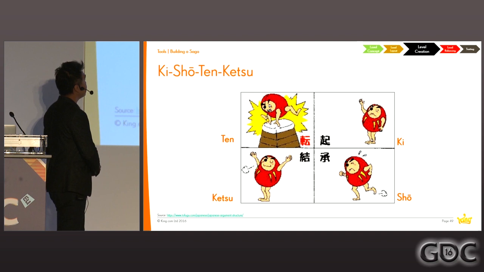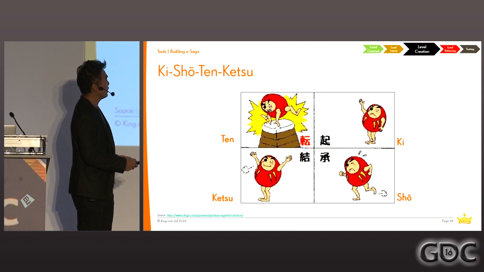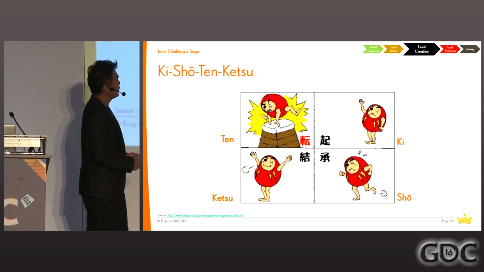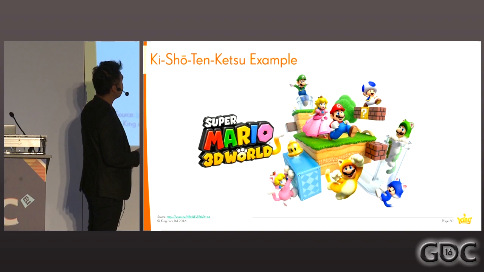Another concept when we're talking about progression is this concept made famous by Nintendo, the four-panel Japanese comic concept called Kishōtenketsu. It's because the Japanese is read this way, from the right to the left. Basically, it means to introduce, to train, to twist, and to conclude, or to test. Nintendo uses this in their games super often, and one of the best examples is one of the best games ever, Super Mario 3D World. I'm going to show you a short video of this as well.